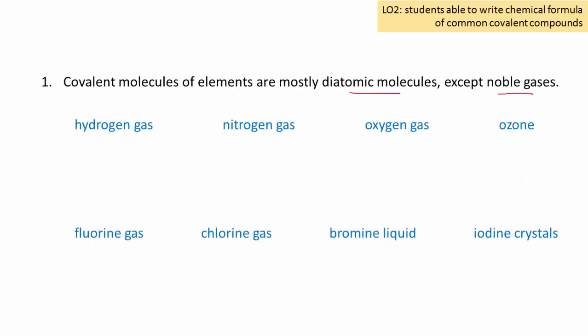Other covalent molecules of elements are mostly diatomic molecules except noble gas. For example, hydrogen gas must be H2, nitrogen gas N2, oxygen gas O2. Ozone, the special one you may want to remember, is O3. Fluorine gas F2, chlorine gas Cl2, bromine liquid, bromine is a group 7, all are diatomic, Br2, iodine is I2. So you realize all the non-metals actually exist as a pair.